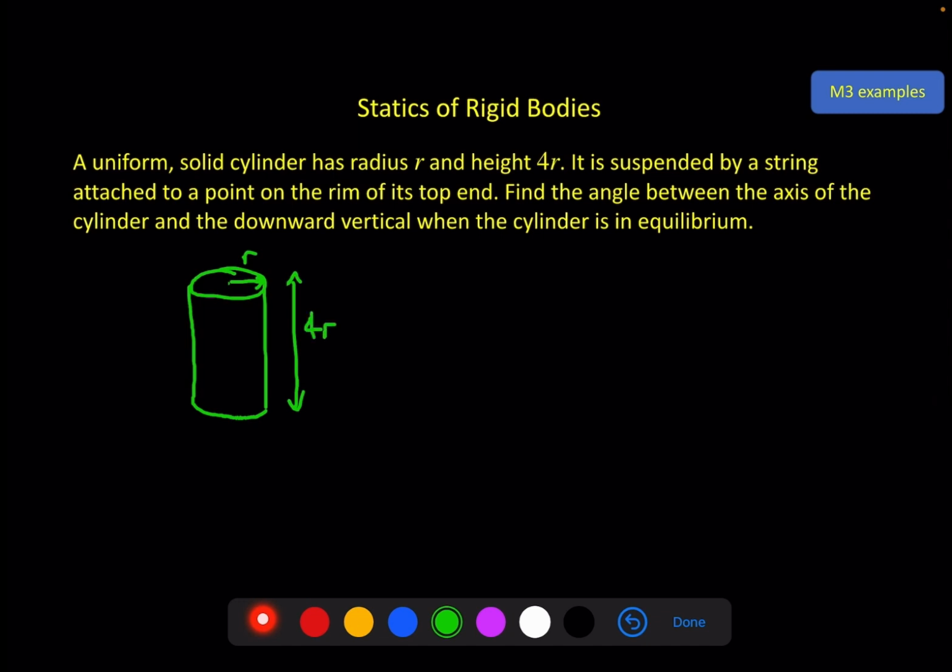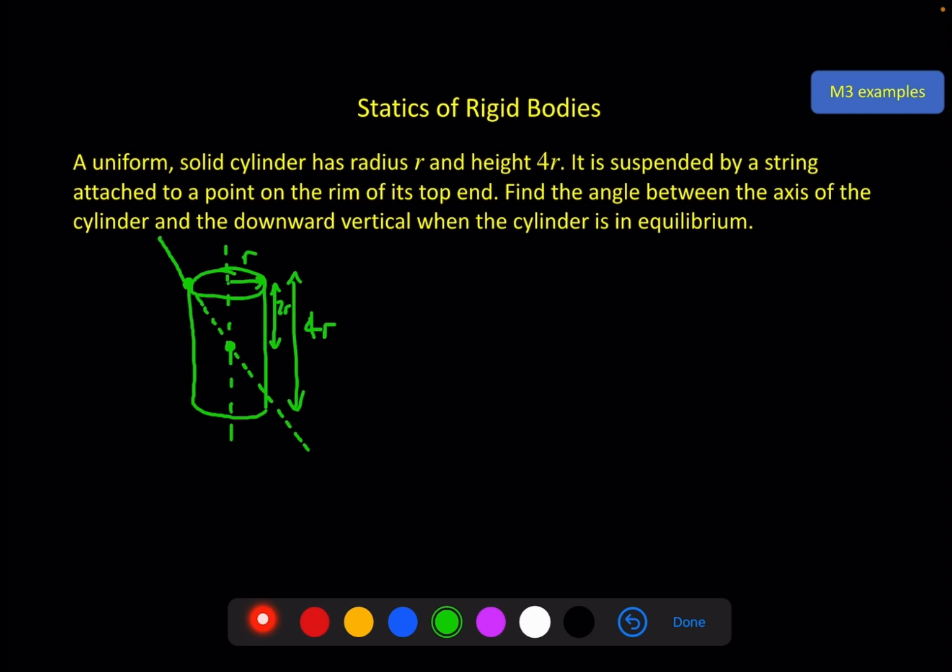It's suspended by a string attached to a point on the rim. We know the axis of the cylinder is the axis of symmetry that goes down the center like this. We also know the center of mass of the cylinder is located at its geometric center, where this is going to be 2r. From our previous work in M2, we know that the center of mass of the object, if it's freely suspended, must be vertically beneath the point of suspension. So we've got the string here, and then this must go through that center point.